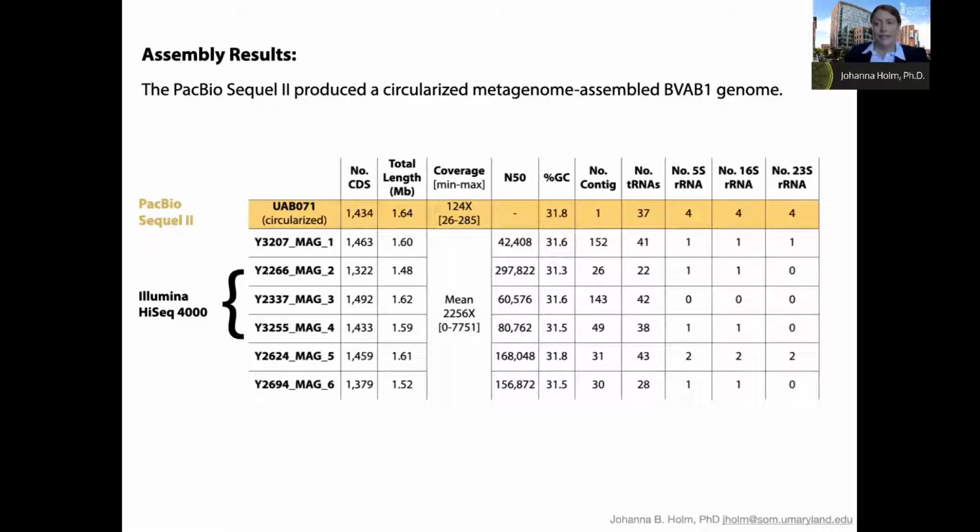Comparatively, using the Illumina HiSeq 4000 platform and the SPAdes assembly program, the BVAB1 genome was spread across as few as 26 contigs to as many as 152 contigs. And while mean coverage was high, about 2256x, there were many regions found on the Sequel II based assembly that were absent from the HiSeq based assemblies.